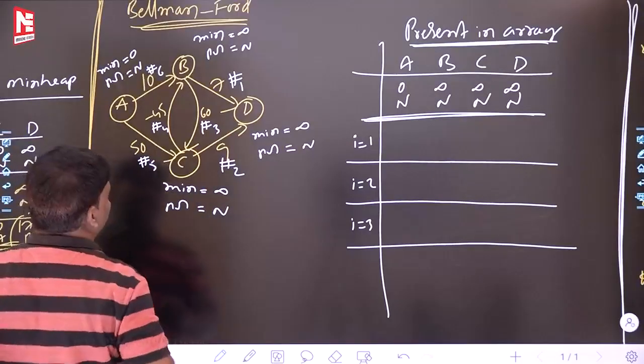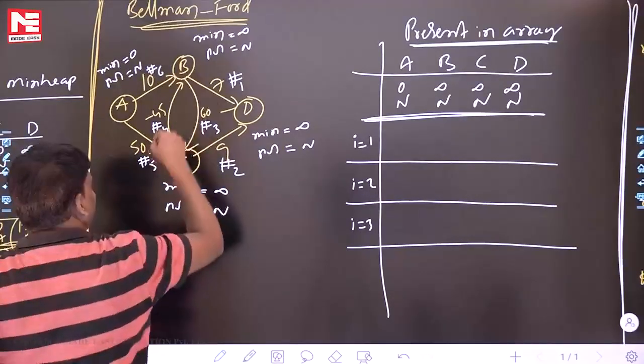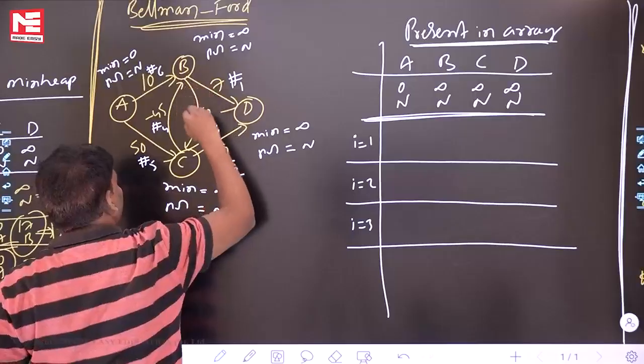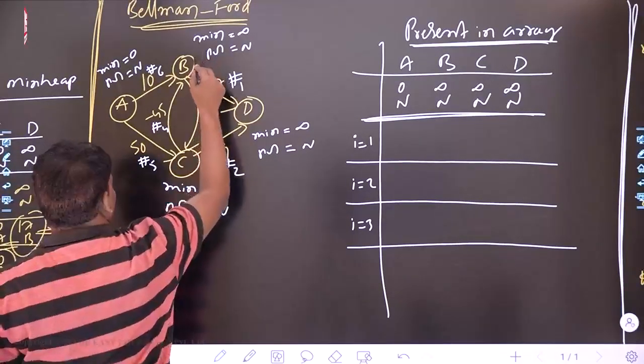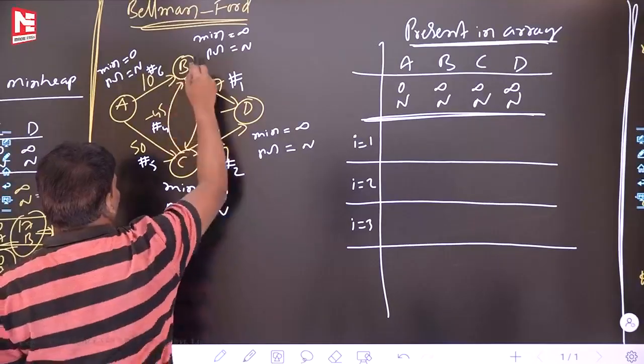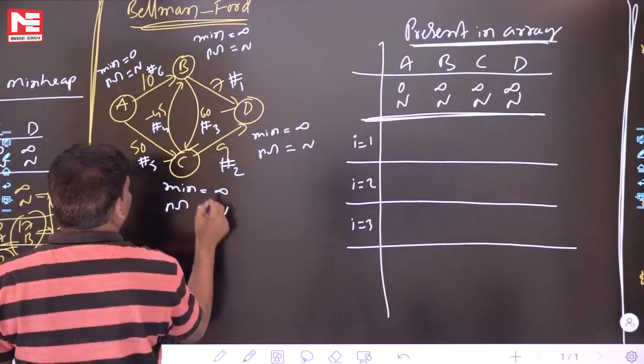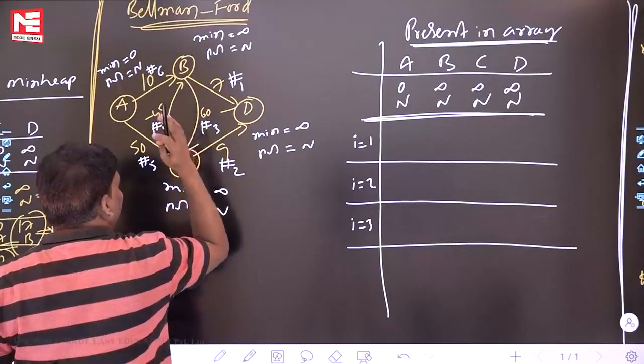Let's go to the edge number 3. What is the edge number 3? B to C. B value infinite. Infinite plus 60. Infinite. No change. Edge number 4. Let me go. C to B. Edge number 4, let me go, C to B. What is C value? Infinite. Infinite minus 45. For infinite add anything.